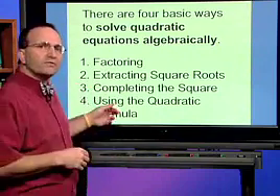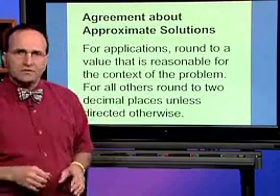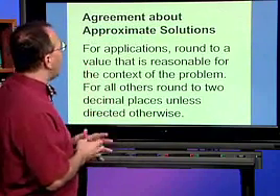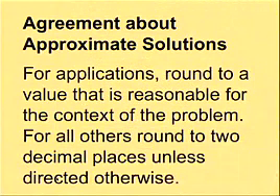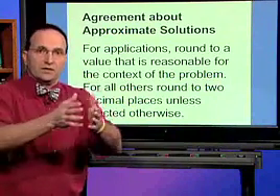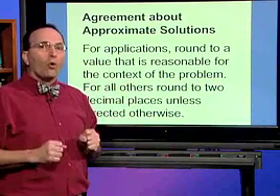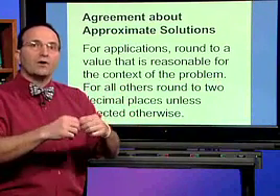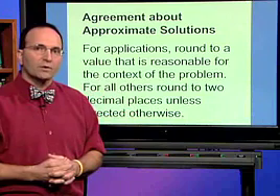So we're going to use the following agreement in this textbook. And the agreement is, for applications, round to the value that is reasonable for the context of the problem. Whereas for all other problems, round to 2 decimal places unless otherwise directed. So that'll give us a method where we'll all come up with either a 2 decimal answer, or in particular, if it's a word problem, we put it in the context of the word problem.